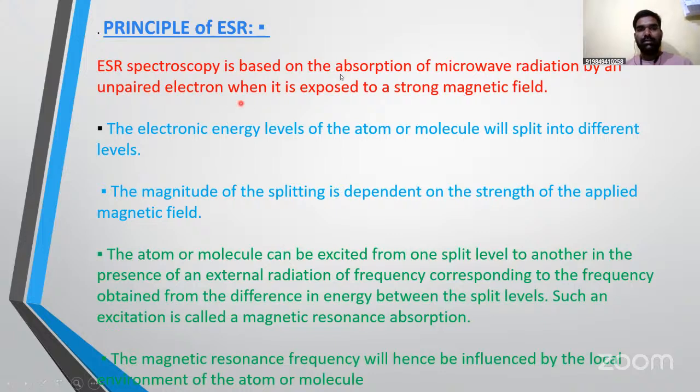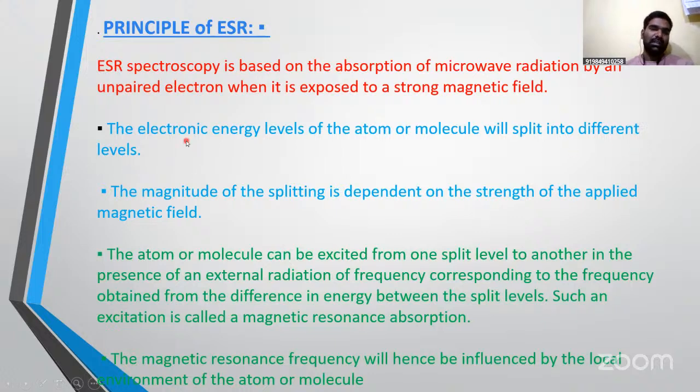It is based on the absorption of microwave radiation. This spectroscopy is based on microwave radiation by an unpaired electron when it is exposed to a strong magnetic field. When it is exposed to a strong magnetic field, absorption of microwave radiation can happen. This is the principle of ESR. The electron energy levels of the atom or molecule will split into different levels.